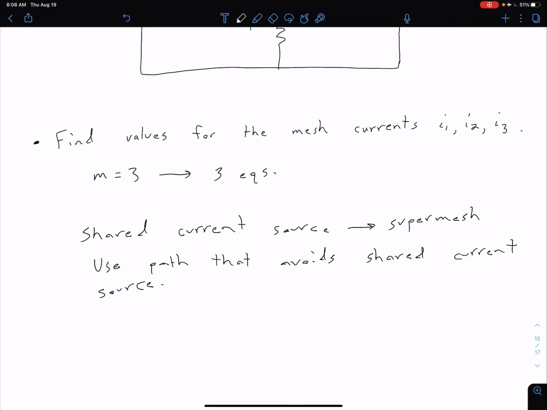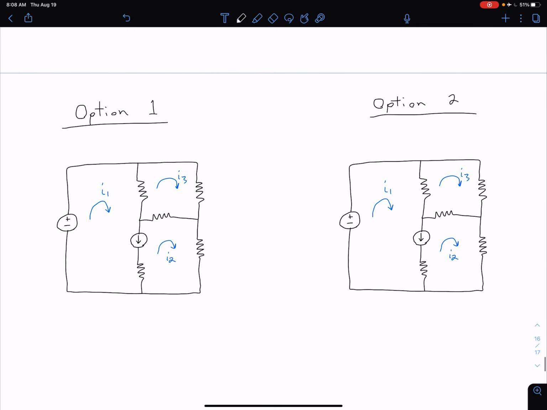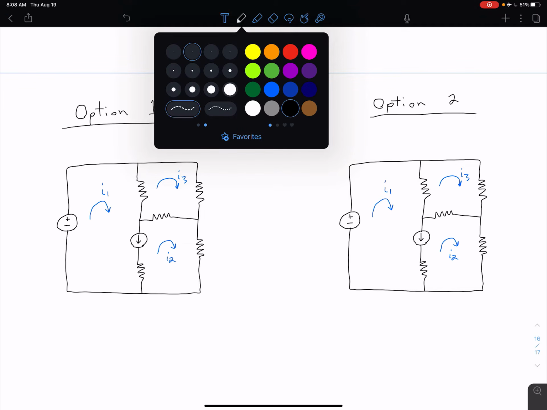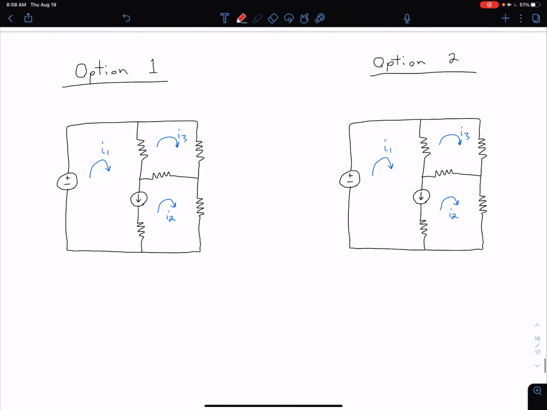So it turns out for this circuit, we actually have a couple different options in terms of how we define our supermesh. I've got our circuit copied here. I've just excluded the values because we're not really concerned with the values at the moment. We're just going to determine which path we want to use. So again, the goal is we want to avoid this branch here. If we look at option 1, we can go around the perimeter of the circuit. So we go through the voltage source and those two resistors on the far right. That's our first option.